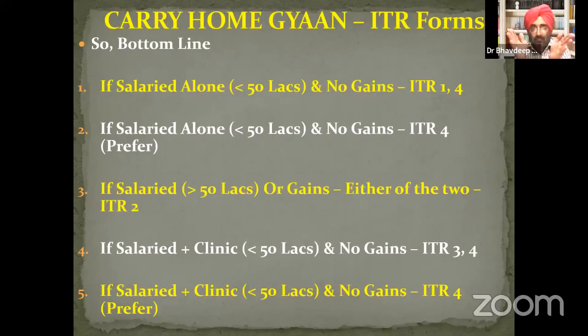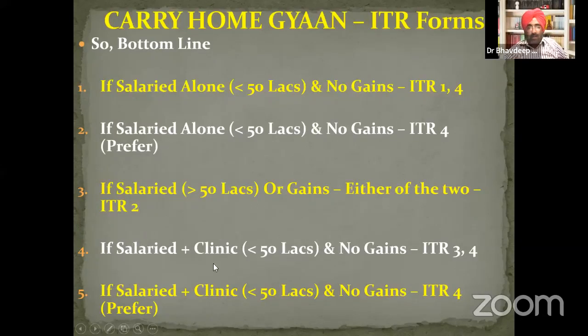If you're salaried, less than 50, you can file ITR 4 also. ITR 4 में उन्होंने salary का column include कर दिया. Salary only, less than 50 lakhs and no gains, ITR 1 or 4. Similar criteria, preferable mode is ITR 4. Why I say so? ITR 4 is even simpler than ITR 1. Okay. Now, if you're salaried, 50 lakhs or even less than 50 lakhs, but have gains. So count this less than 50 lakhs plus gains, either of the two, ITR 2.